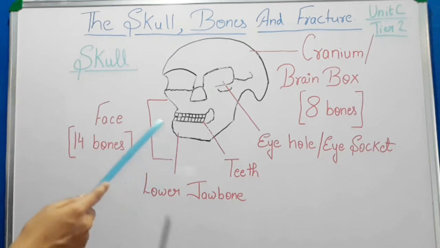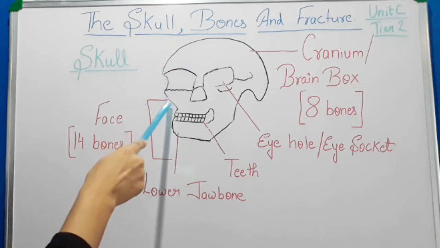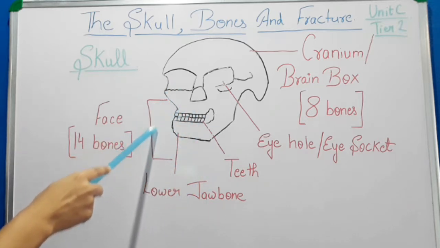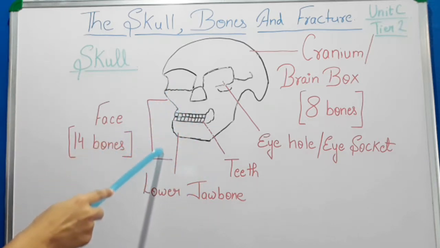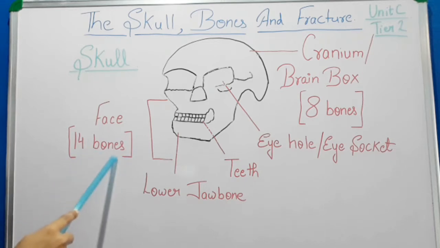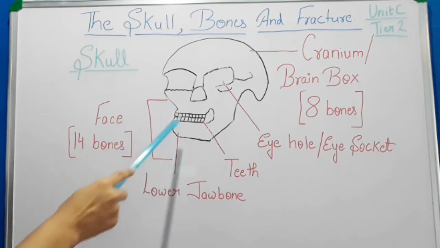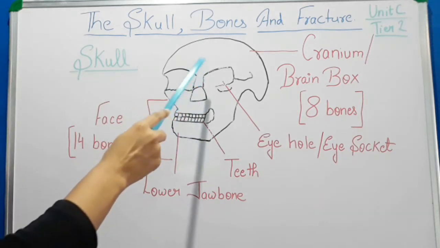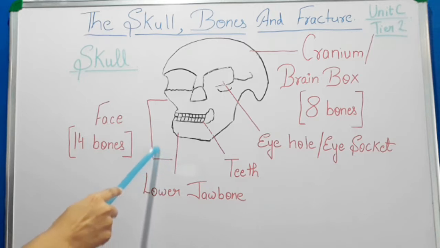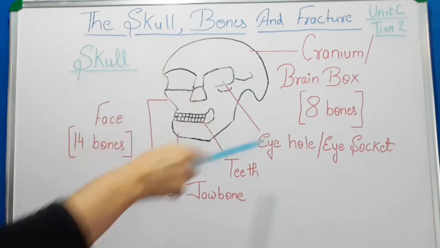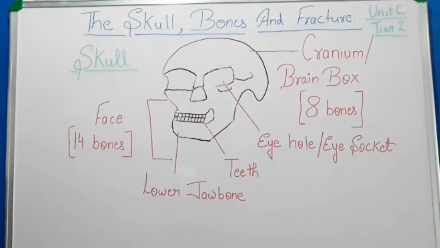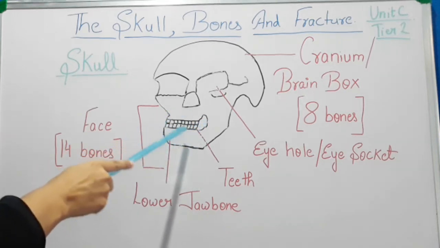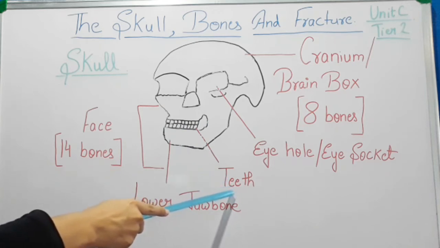Okay, now the next part is this part, right? So this is the face part, and our face is made up of 14 bones. The cheek part, the jaws part and the bones above the nose are the bones which give shape to our face. Now can you see this part? Yes, this is the teeth.